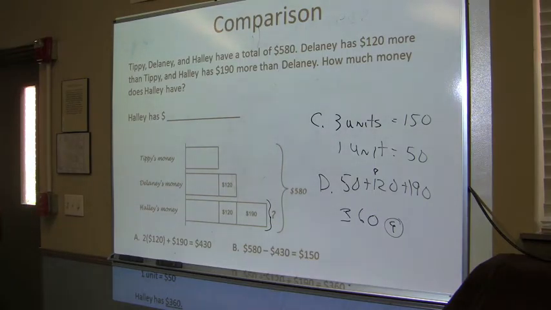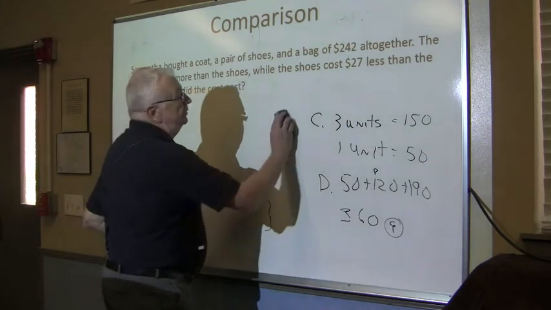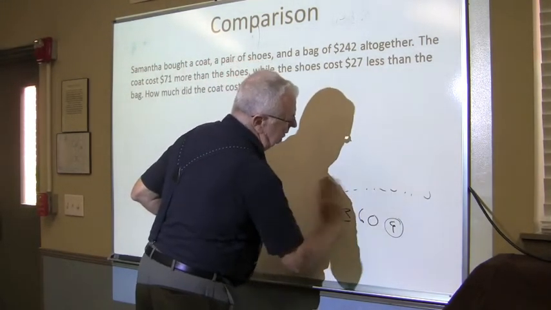Any questions on that? Okay, so that's the way you would do, I'd say, a little bit more complex problem. And so let's look at, now we have Samantha bought a coat, a pair of shoes, and a bag for $242.